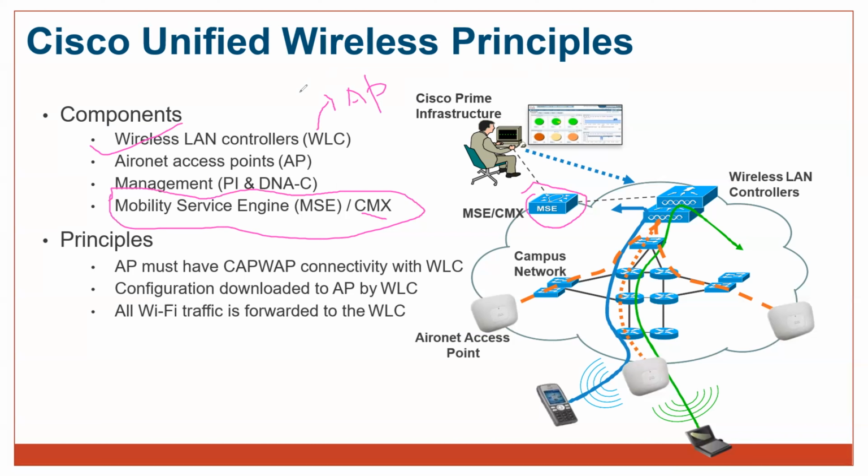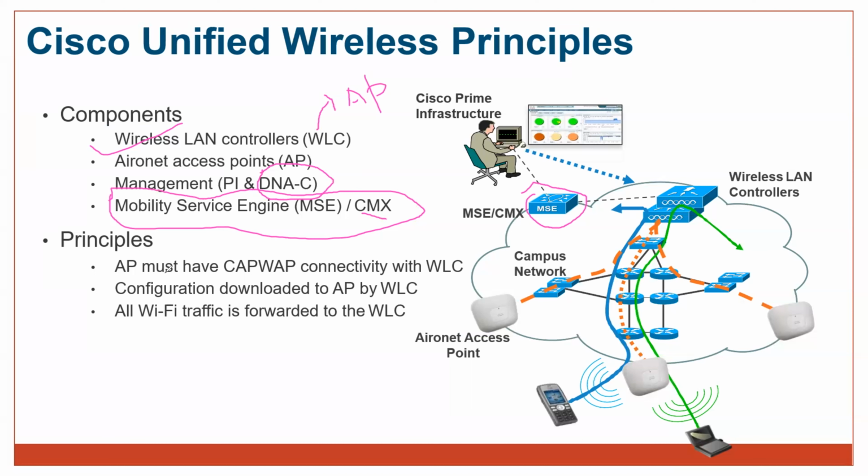Now at this point, you may think that we have WLC, we have AP, why do we need DNA? Now in DNA you can also discover the WLCs, and DNA can work as a prime controller for all the APs. That means in DNA you can create the profiles and the configurations for WLCs, and from DNA itself you can manage all the WLCs and APs. So DNA can work as your prime management plane for everything in your network, wired and wireless.